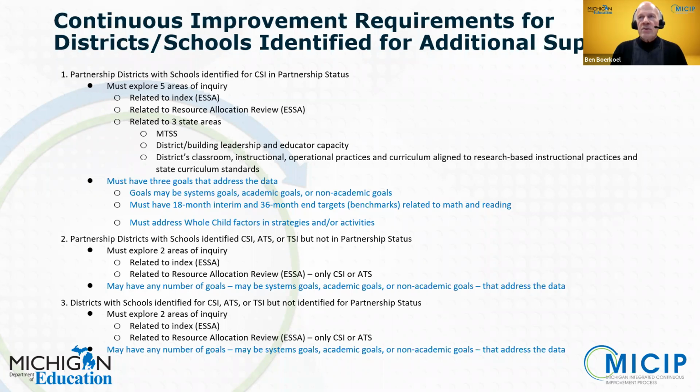If you are a school that is CSI, ATS, or TSI, in a partnership district, but not in partnership status, or not in a partnership status and not a partnership district, then you may have any number of goals, again, tied to your data. They may be systems goals, academic goals, or non-academic goals. And the key thing there is that they have to address your data.